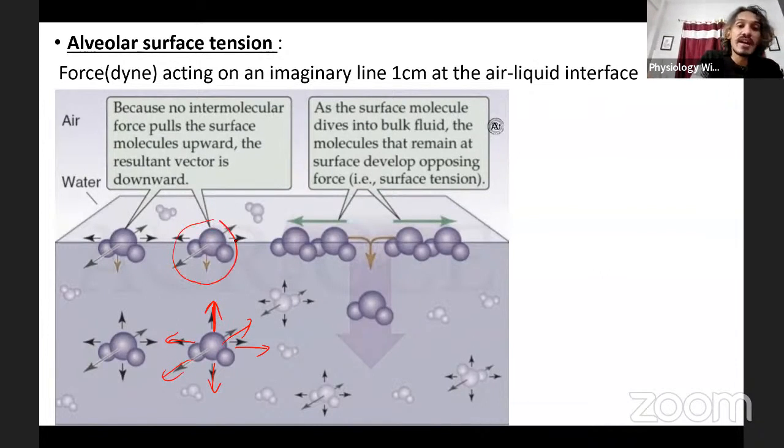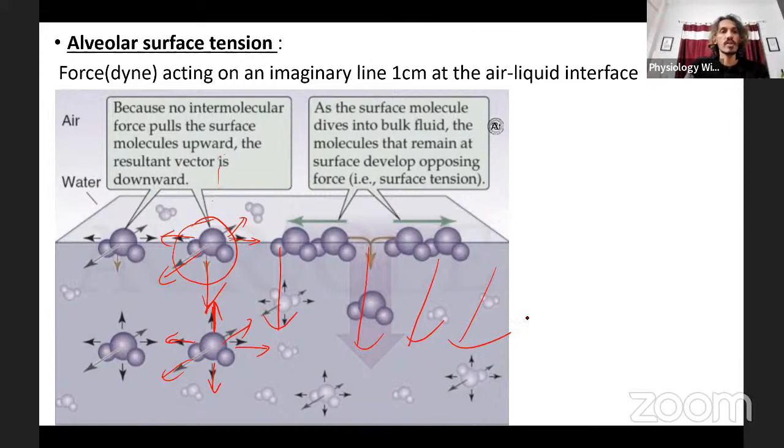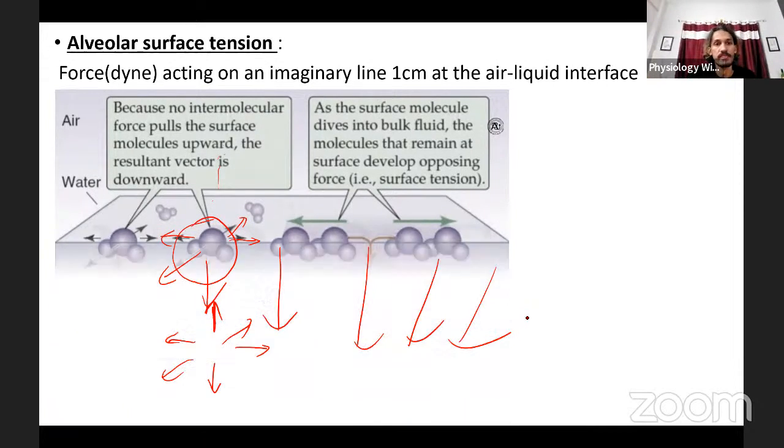But at the air fluid interface, what will happen? It is being pulled here, here, here, here, but something is not pulling it here. It's air over there. So the resultant effect is all of these particles being pulled inward. Okay, so this is your surface tension.